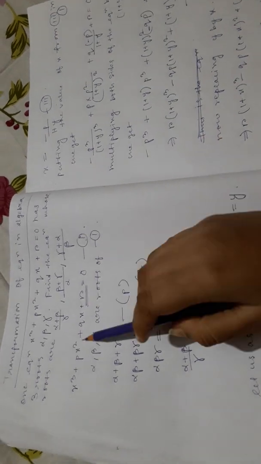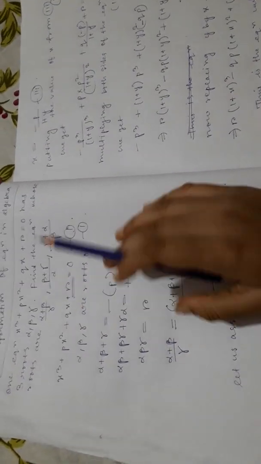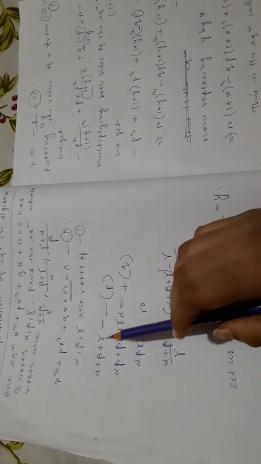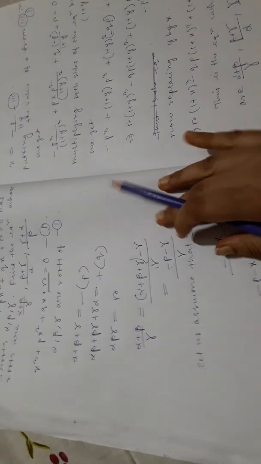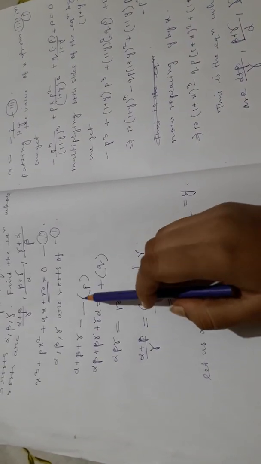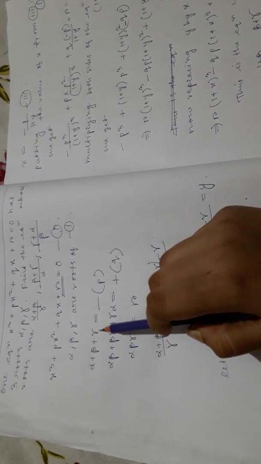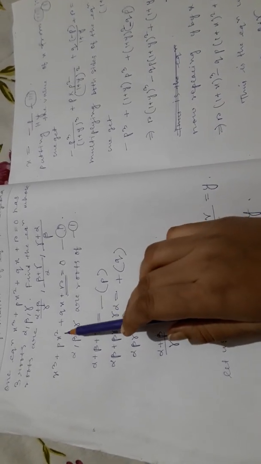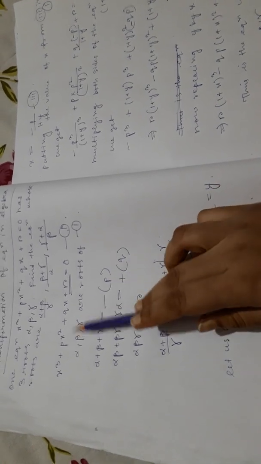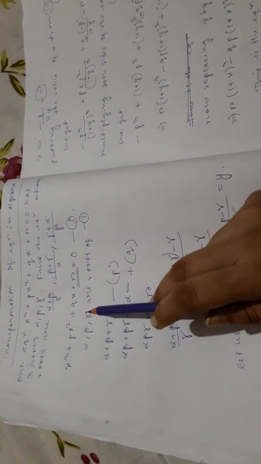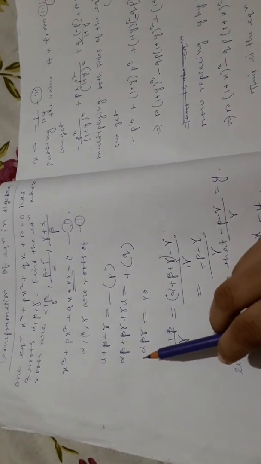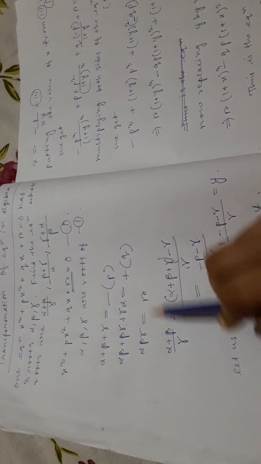Now let us recap what we did. At first we found the relations. We wrote the relations between alpha, beta and gamma from equation 1, which are basic formulas: the summation of the roots alpha, beta and gamma is minus the coefficient of x square, alpha beta plus beta gamma plus gamma alpha is equal to the coefficient of x, and alpha beta gamma is equal to minus the constant in this equation.